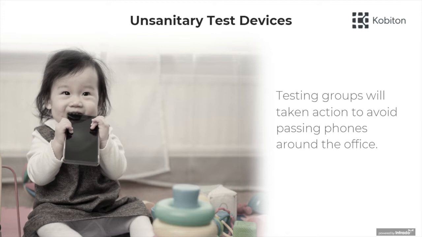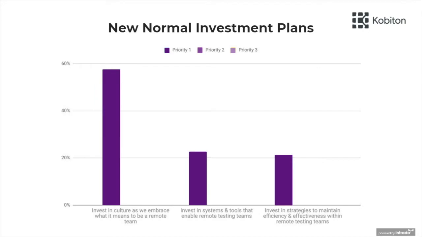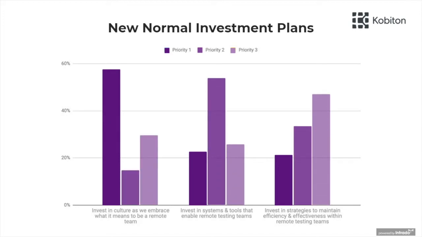We did a survey on the next slide. We did a survey of 76 mobile testers over the past 2 weeks to get their opinion on what investments they plan on making as they resume business post COVID-19. The number one priority for over 50% of the respondents, and you can just tap through twice, was to invest in a culture that embraces what it means to be a remote team. So this is a priority for the testing community.